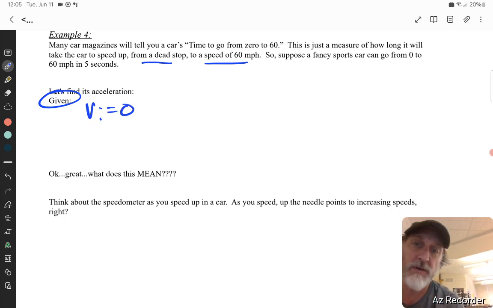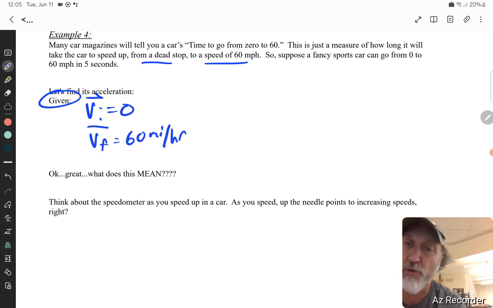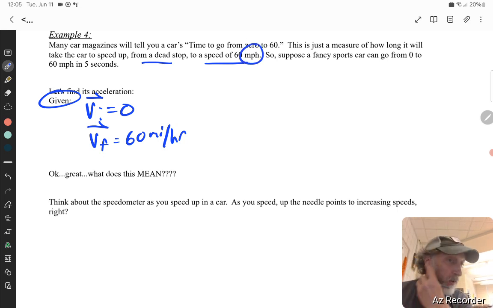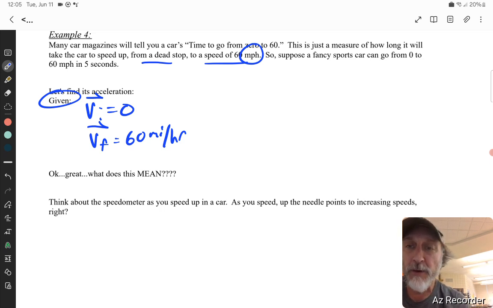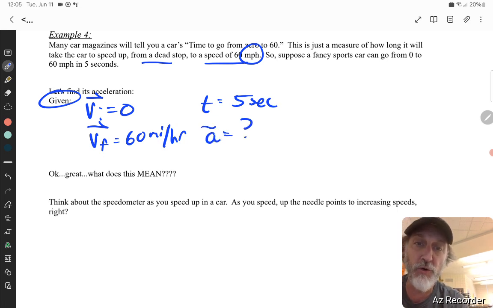Well, we're starting at rest. We're going to speed up to a final velocity of 60 miles per hour. Notice MPH is miles per hour. That's the only time I'll use M for miles. Usually M is meters, but we see MPH on street signs around the country often enough that we know that's miles per hour. How much time does this take? It takes 5 seconds, and we are looking for our acceleration, right?